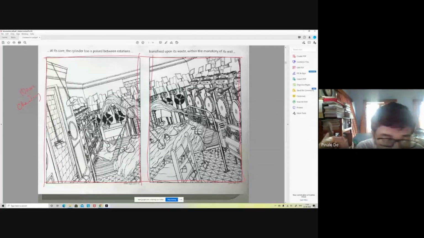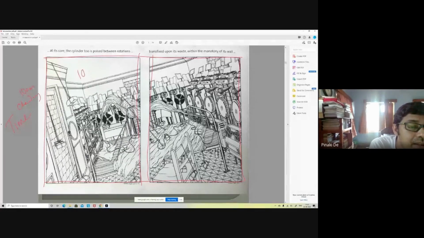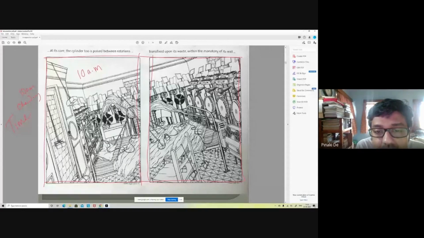So if it was one panel, but the moment we divide it into two panels, we introduce another factor, and that factor is the factor of time. So basically, this panel can depict 10 a.m. This can depict 10 a.m. as well, but it can also depict 10.5 a.m. So you can see that time can move. It can stand still, but it can also move when you move across from one panel to another.